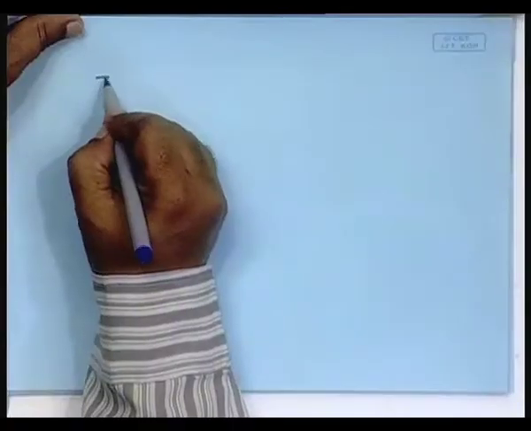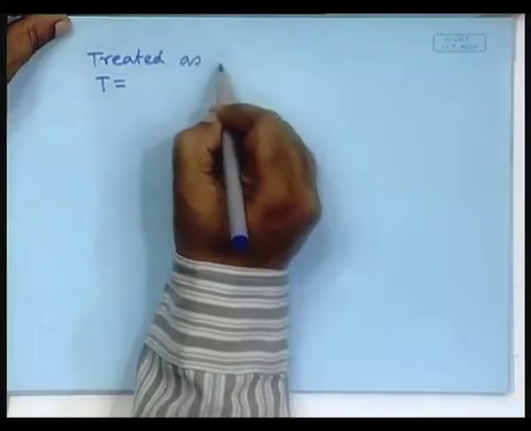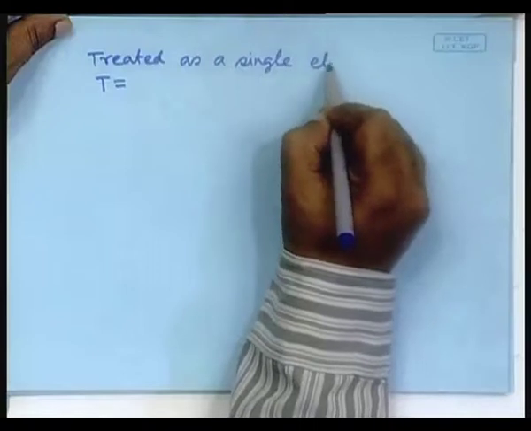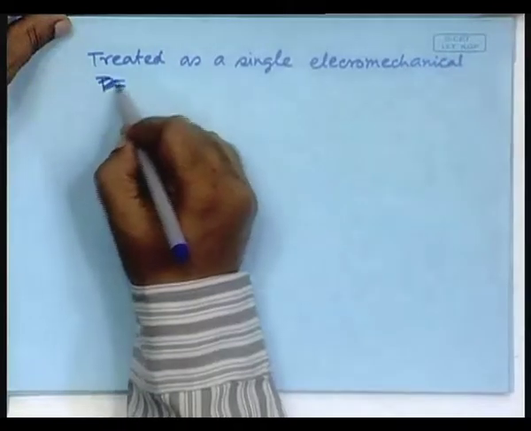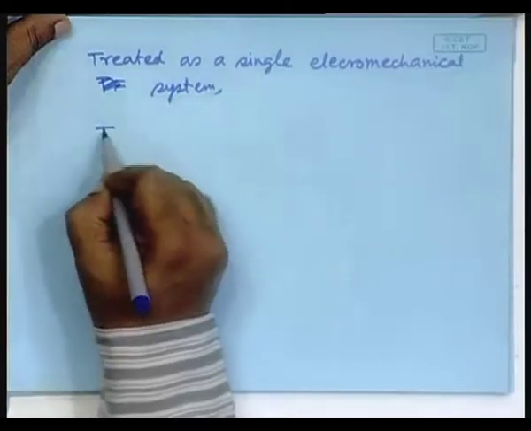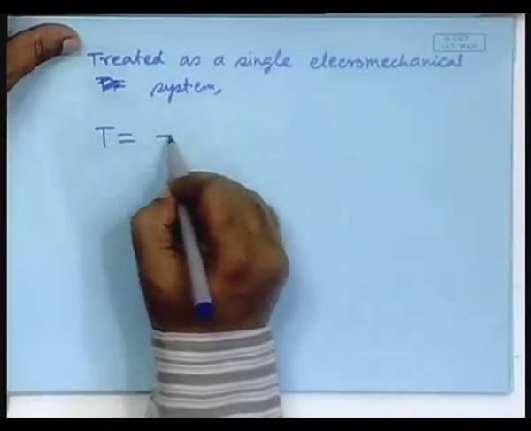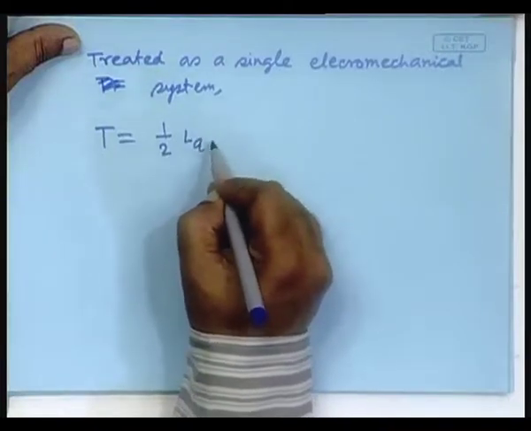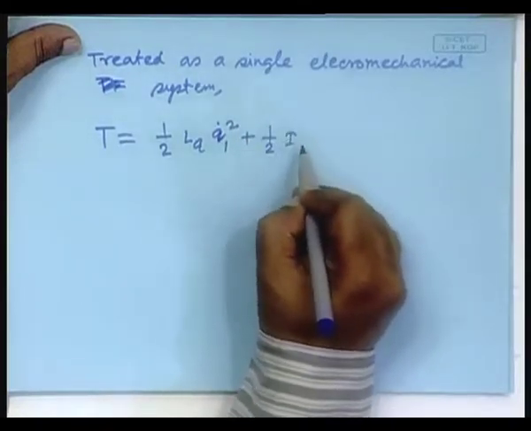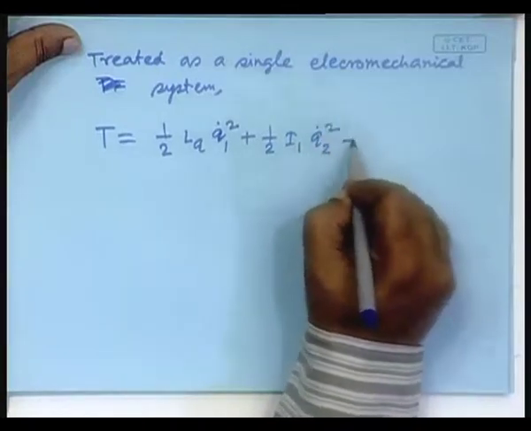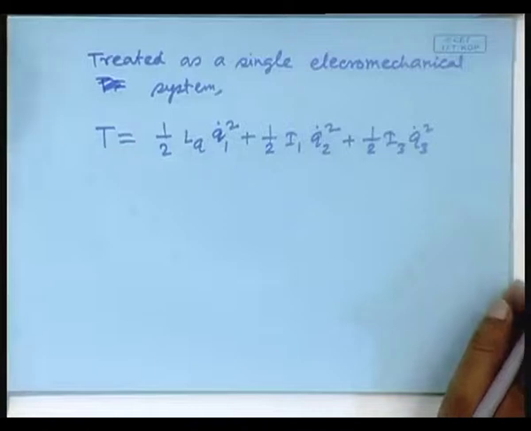So, in this case, treated as a single electromechanical system, T will be the same, the 3 kinetic energies: half L A Q 1 dot square plus half I 1 Q 2 dot square plus half I 3 Q 3 dot square. Done. Okay.